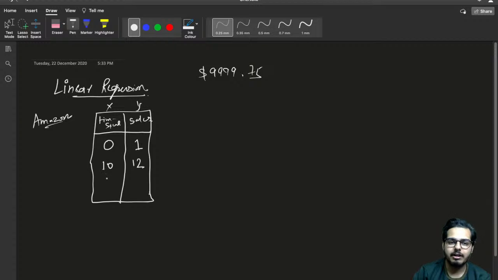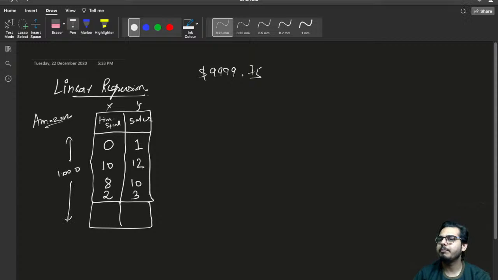So let's suppose these are a few data points that we have. If users spend 8 hours, then maybe the sales will go up to $10 million. And if they spend just 2 hours, maybe the sales is like $3 million. There can be more data points. These are the first data point, second data point, third data point. There can be 1,000 such data points. And since Amazon is a very big company, they will definitely have a lot of data points, very huge data, right?